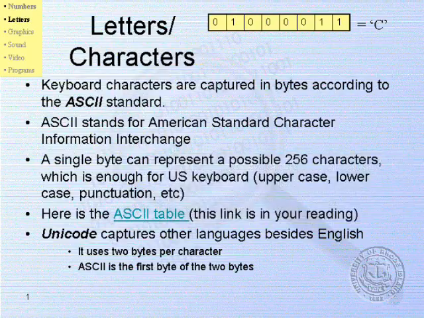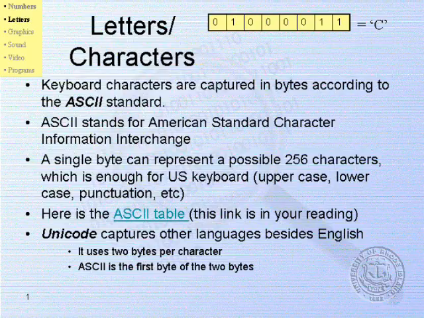With 2 bytes per character, there are hundreds of thousands of representations of characters, which is sufficient to capture languages and dialects of languages throughout the world. The Unicode standard uses ASCII as its first 8 bits, but then with the extra 8 bits can get hundreds of thousands of more combinations to represent other languages.